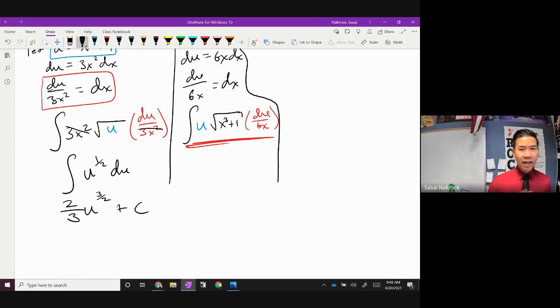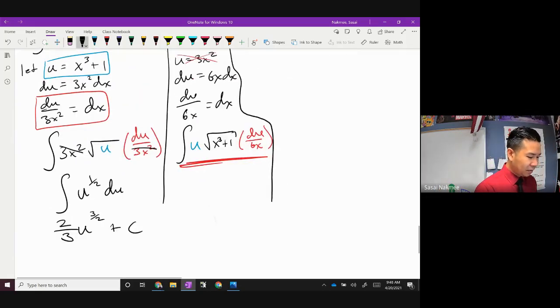And your power can be any number. It could be a fraction. It could be anything except 0 or -1, right? That's for the power rule. All right, you're almost done. You did the integral correctly.